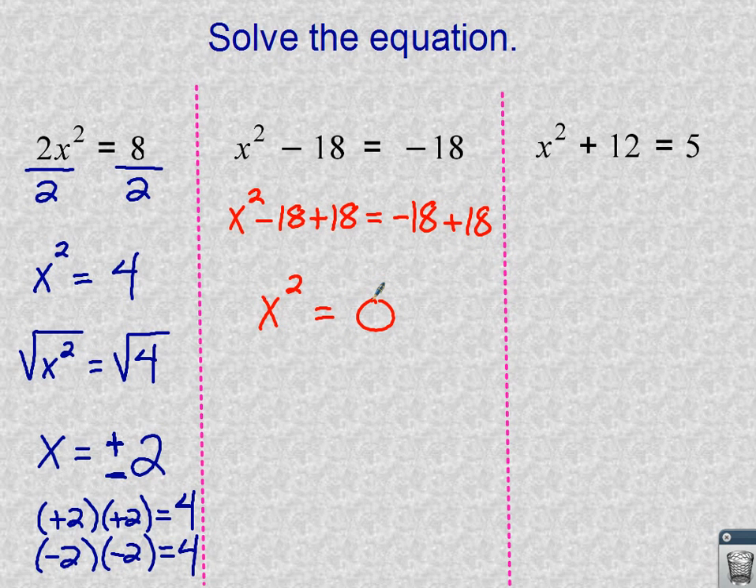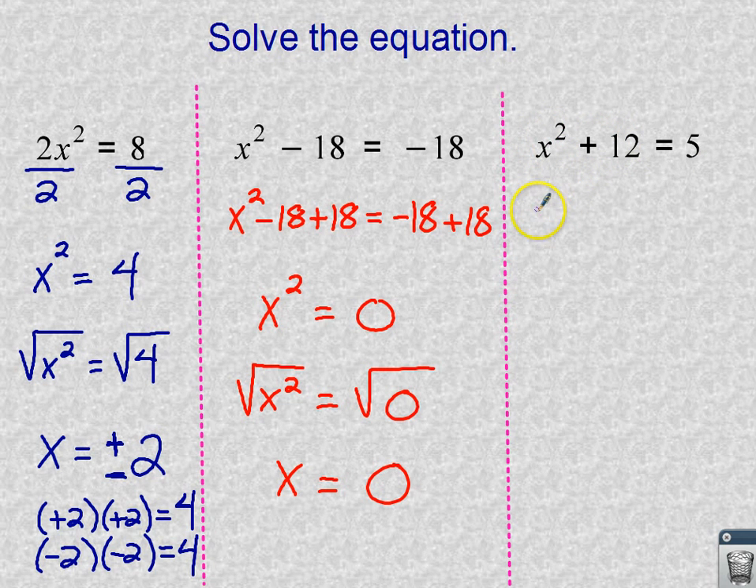Let's continue the process. Take the square root of both sides. So x is equal to just plain old 0. We don't have a positive or negative 0. So we're going to have one root of the parabola, and the parabola is going to hit x equaling 0. So it's going to skim right across there and hit the x-axis. All right, last one.